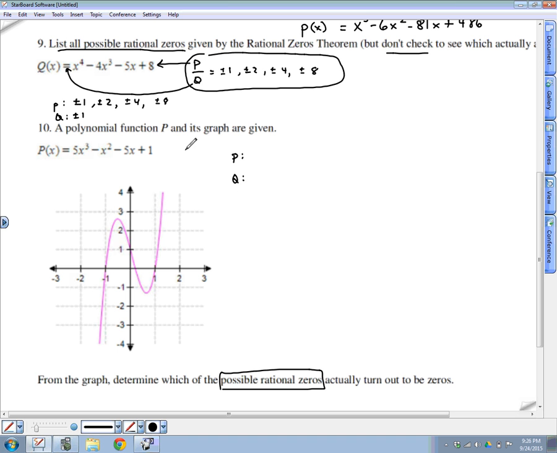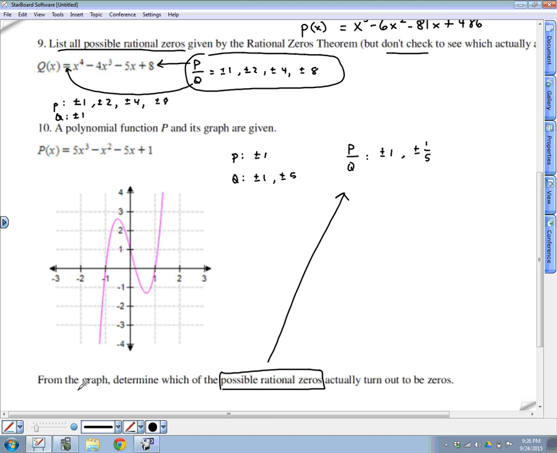P are the factors of the constant, which is plus or minus 1. And Q are the factors of the leading coefficient, which in this case are plus or minus 1, plus or minus 5. So then P divided by Q, if we have 1 divided by 1, that's just 1. But then if we have 1 divided by 5, that's 1/5. So these are the list of possible rational zeros right here.